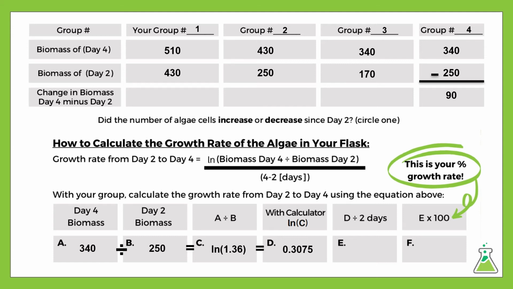That's going to give you 0.3075. This is a unitless number now; the natural log takes care of all the units, but now we want to see this across a specific length of time. We sampled our culture on day 2 and on day 4. So 4 minus 2 is 2, and we're going to take this 0.3075 and divide that by 2.